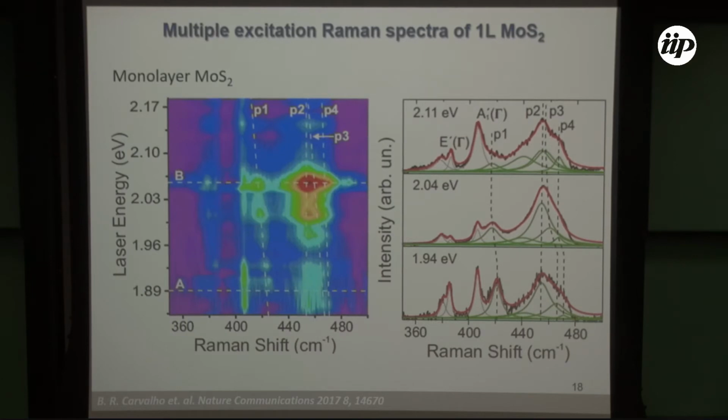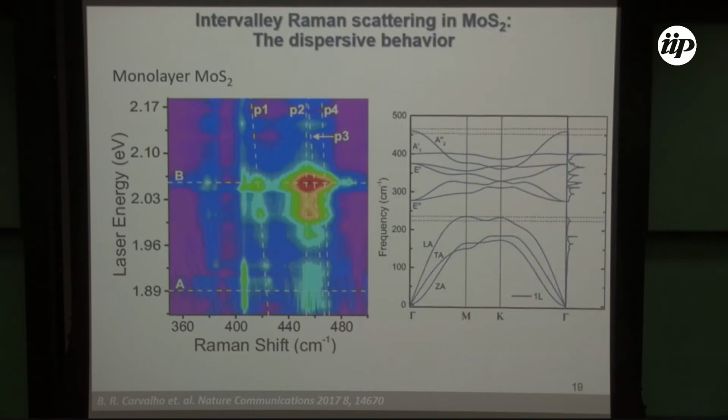It is important to explain that since the 70s, 80s, it was only known that this band is 2LA, M, and it was an issue that was never answered until we published this paper 2 years ago. So we were the first to explain the double resonance process in transition metal dichalcogenides, in semiconducting transition metal dichalcogenides. This is important.